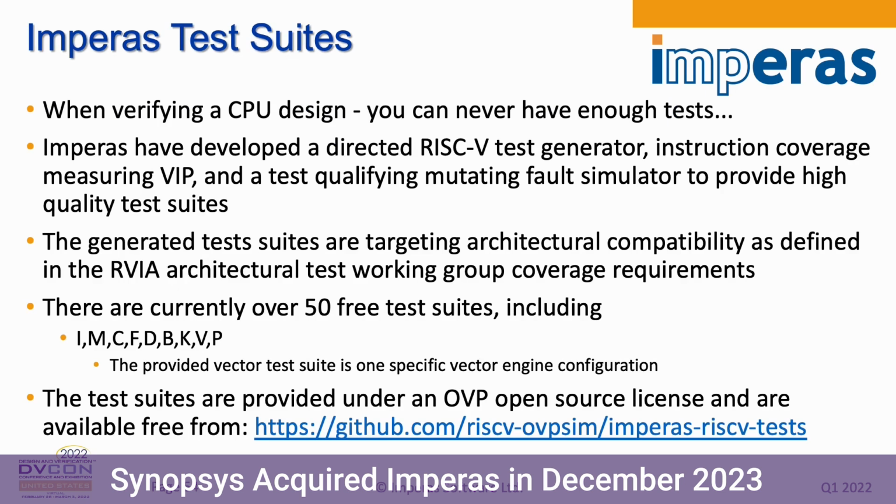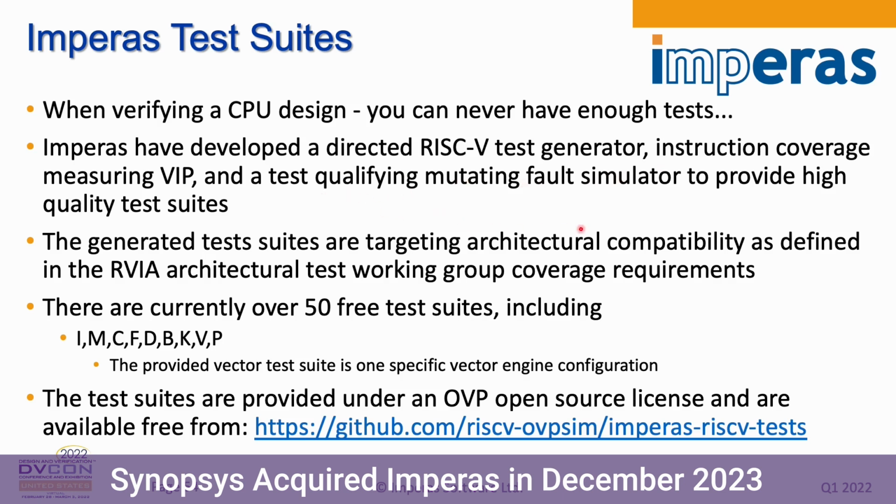So when you're verifying a CPU, you can never have enough tests. Initially, working with a customer, we were contracted to do it, and we built a directed RISC-V test generator, which could generate tests. We built instruction coverage measuring VIP, which we include as part of our simulators. And also internally, we use a mutating fault simulator to test the quality of the tests that we build.